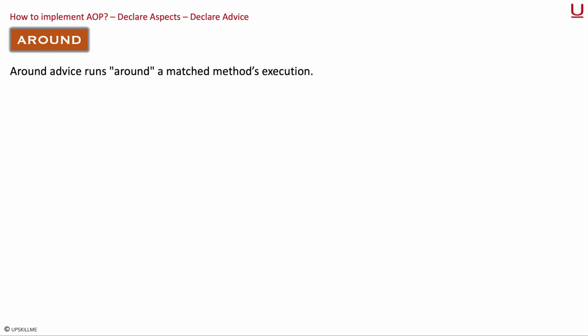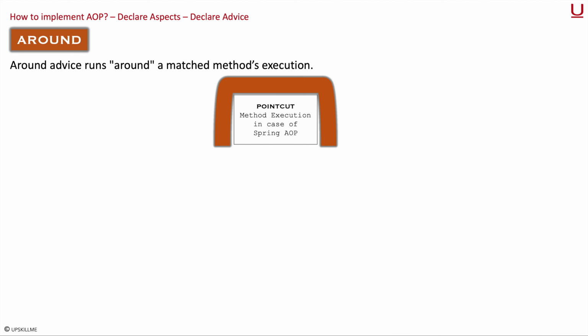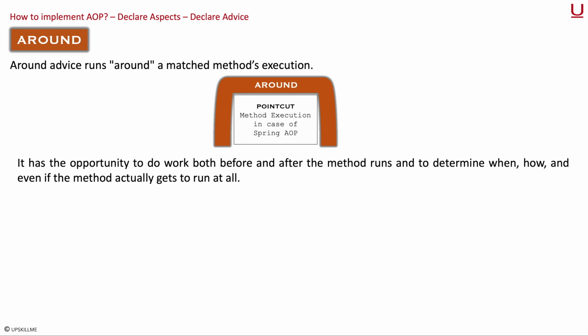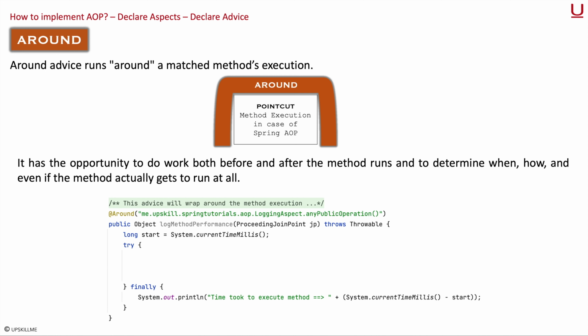Around advice. Around advice runs around a matched method execution. It has the opportunity to do the work both before and after the method runs and to determine when, how, and even if the method actually gets to run at all. You can declare the around advice by using the Around annotation as shown in this example. The method should declare Object as the return type and the first parameter of the method should be of type ProceedingJoinPoint.